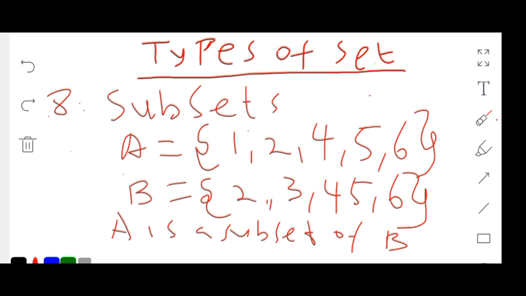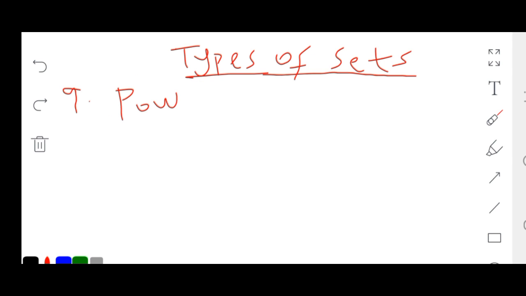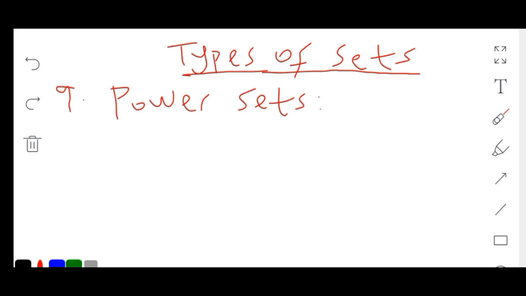So let's go to another set. Power set. What are power sets? Power sets are the set of all subsets of a given set. What am I saying? Let me go to an example so you can understand better. The set of all subsets of a given set.